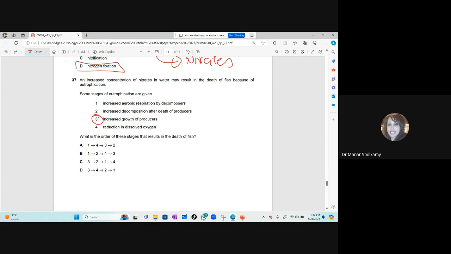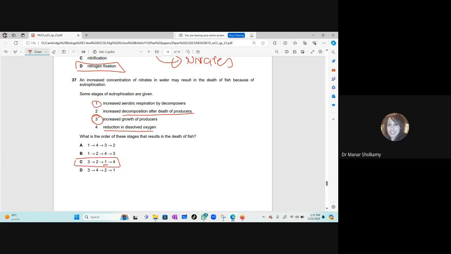When the sun is blocked, this will be followed by the death of the water plants. So it is 3 and then 2. And then after the water plants die, they will be decomposed. So it is 1. Then these decomposers will do respiration and lower the oxygen levels. And the last thing that will die will be the fish. So the oxygen levels will become reduced first, and then the fish will die. So the answer for 37 is C.